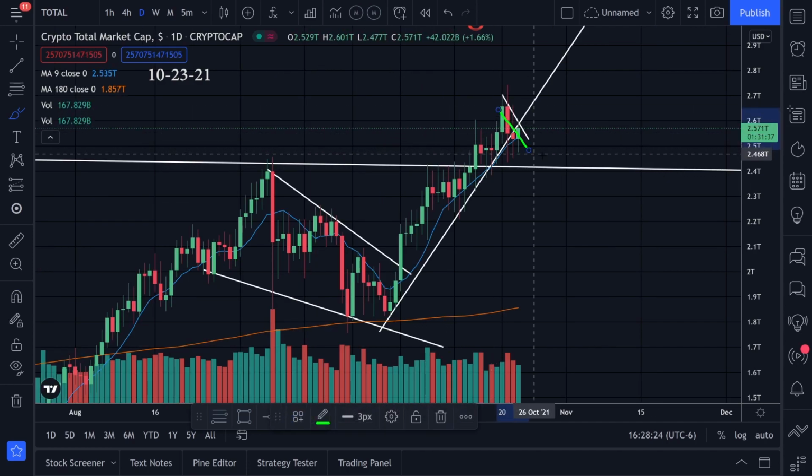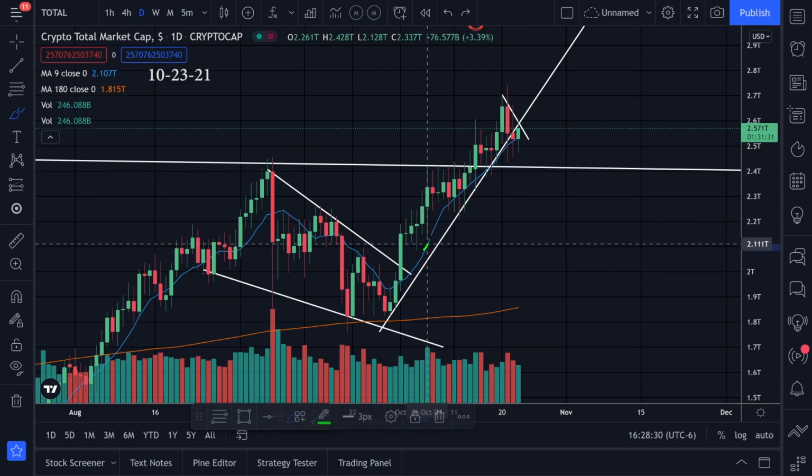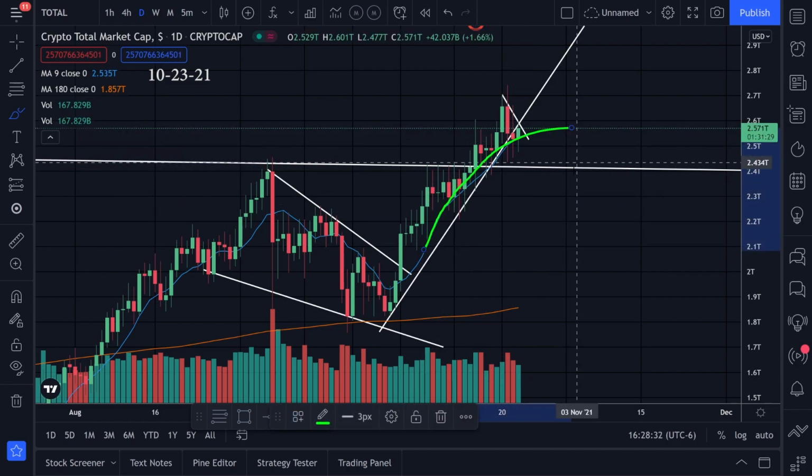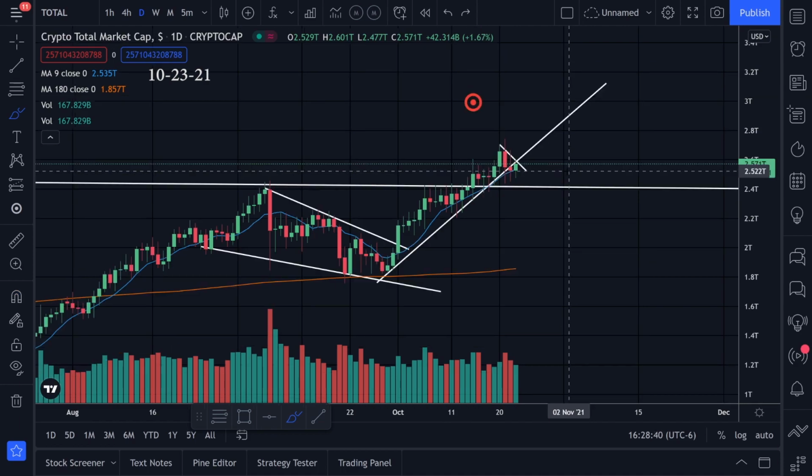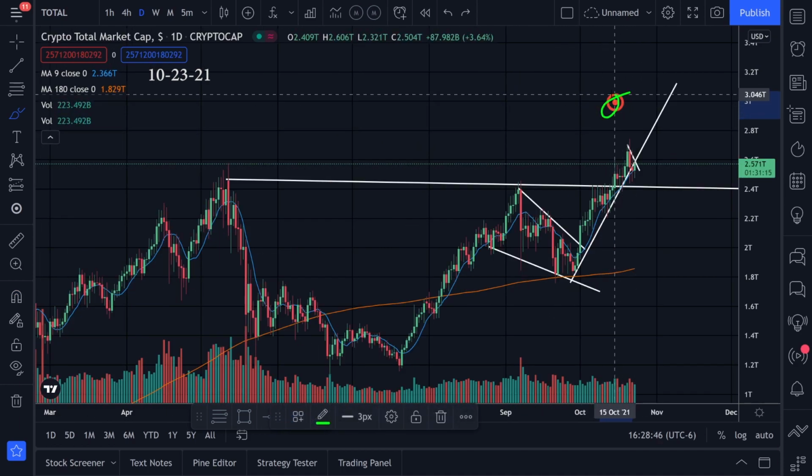I don't like the way we broke the trend line and we closed a daily candle below that trend line, but I do like the way we are sitting above this 9 moving average. If we break below that 9 moving average, that's when I'm going to start. I mean, we've already wicked below it a couple times. So like I said, it's kind of interesting right now. I'm still kind of targeting 3 trillion.